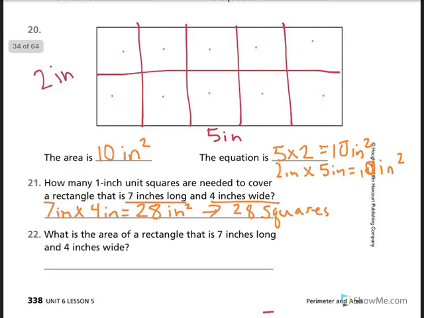And then what is the area of a rectangle that's 7 inches long by 4 inches wide? Well, we kind of did it right there already, 7 times 4, which is 28 inches squared. That would be the area. That would be the amount of space inside that shape.